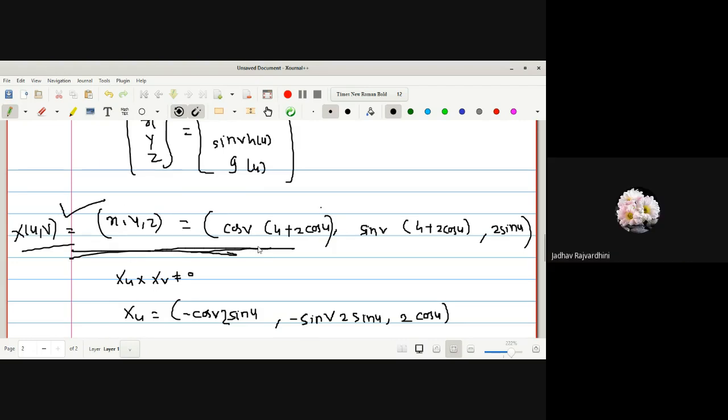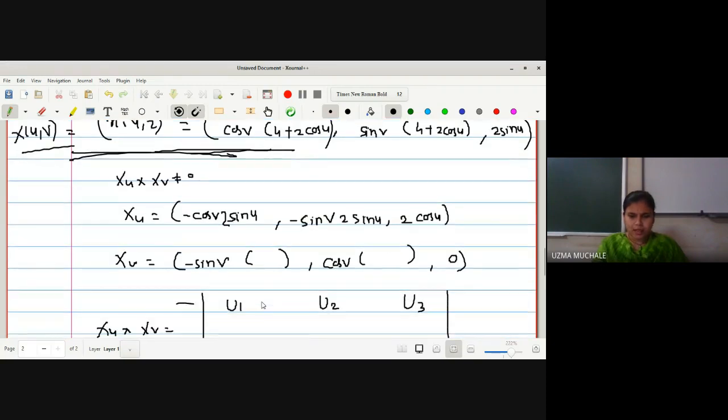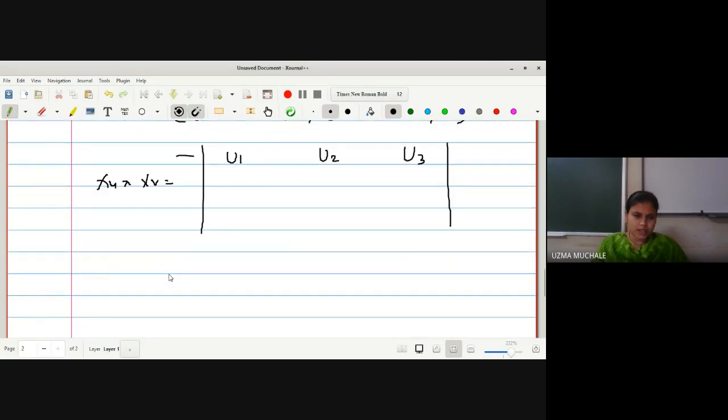Yes, ma'am. Okay, what is the next step? We have to find out the parameterization. For finding a parameterization, first you have to find out xu and xv, right? That is derivative with respect to u and with respect to v. Okay, after finding a derivative with respect to u and v, we have to now write down what is xu cross xv. So again, you can write down this, all these entries, and then we can check out whether xu cross xv is not equal to 0.